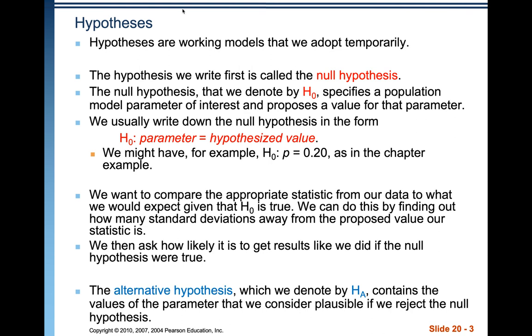We want to compare the appropriate statistic from our data to what we would expect given that H naught is true. We can do this by finding out how many standard deviations away from the proposed value our statistic is. We then ask how likely it is to get results like we did if the null hypothesis were true. The alternative hypothesis, which we denote by HA, contains the values of the parameter that we consider plausible if we reject the null hypothesis.